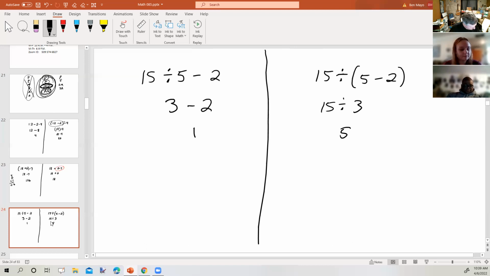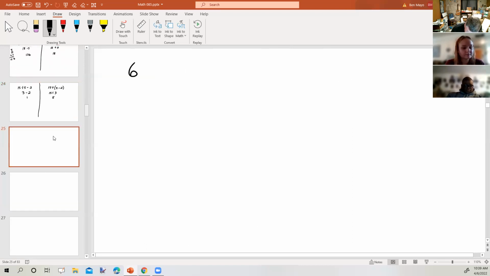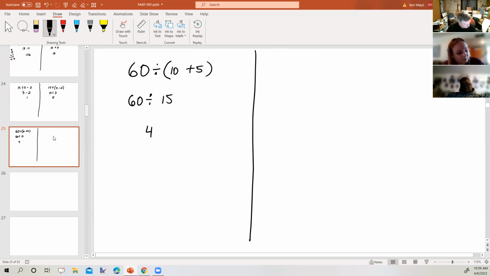All right, let's see here. How about this problem? 60 divided by the quantity 10 plus 5. We would do what's inside the parentheses first. 10 plus 5 is 15. Then we would do the division. 60 divided by 15 is 4. Questions there? Okay.